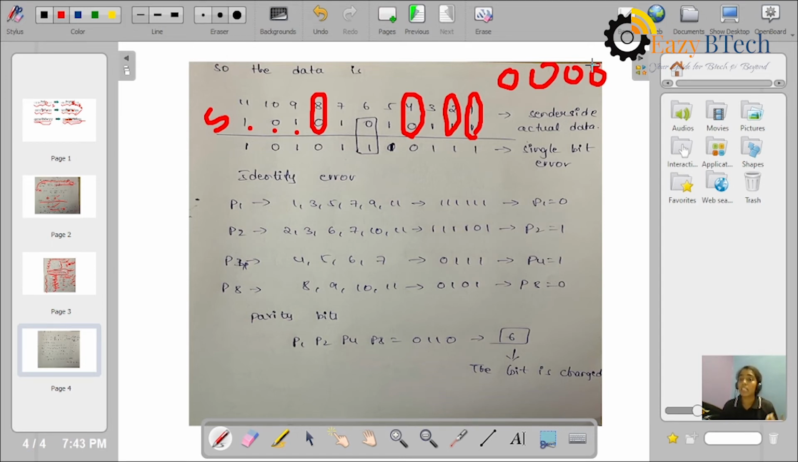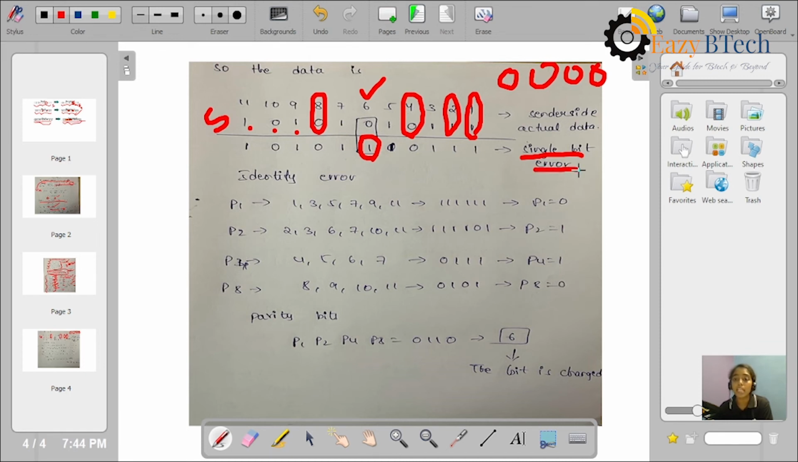We already discussed that for the error correction technique for single bit error, we are using this type of Hamming code. So I'm modifying one bit here to identify the error. In the sixth position, instead of 0, I'm putting 1. Okay, so this is a single bit error.